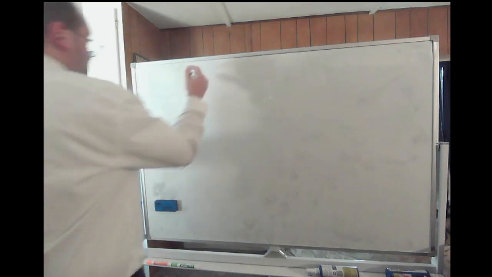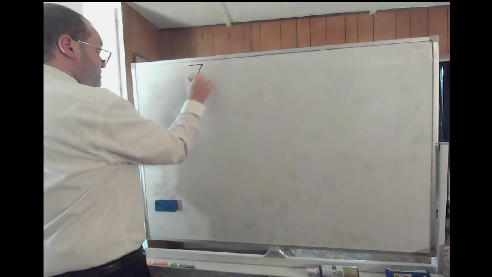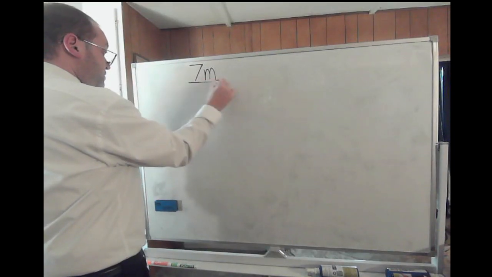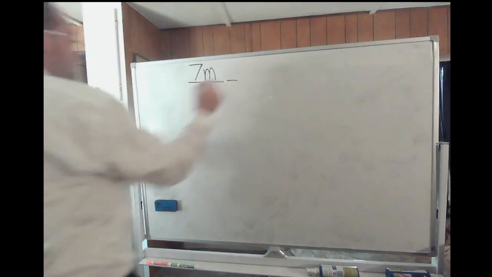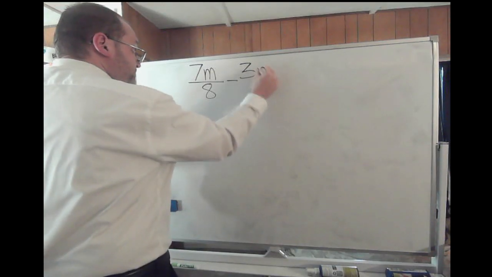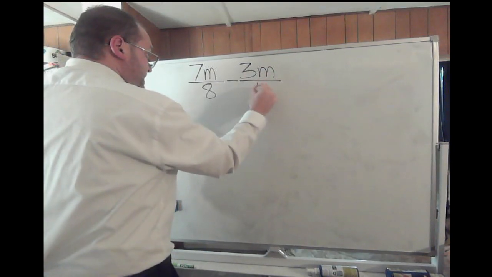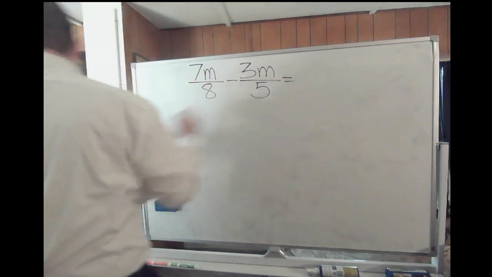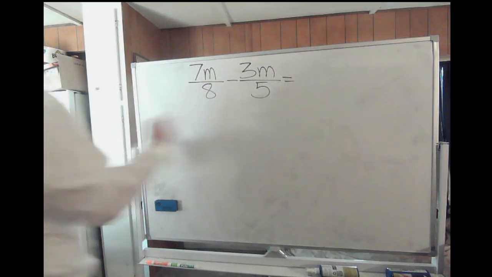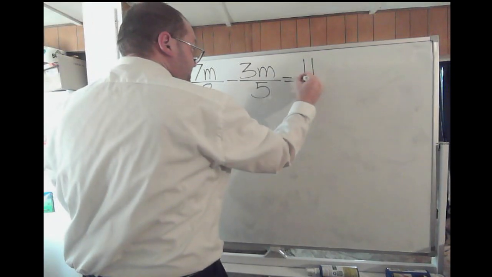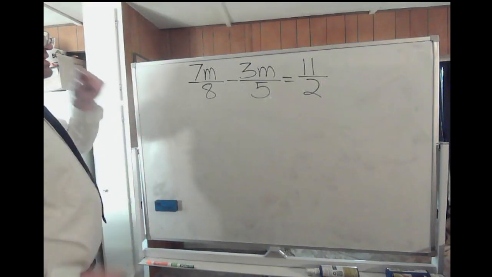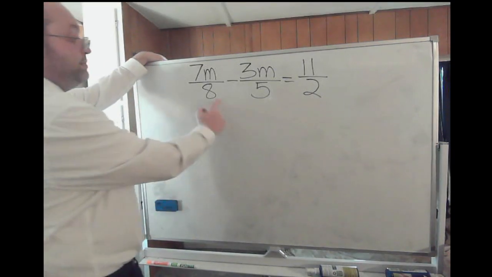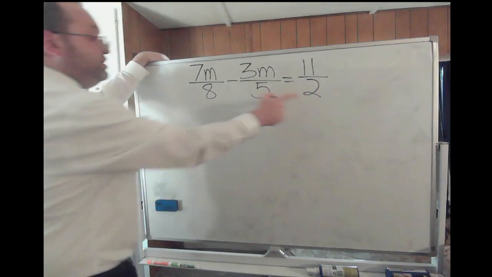Alright, let's see. We have 7m over 8 minus 3m over 5 equal to 11 over 2. Alrighty then, so we have denominators of 8, 5, and 2.